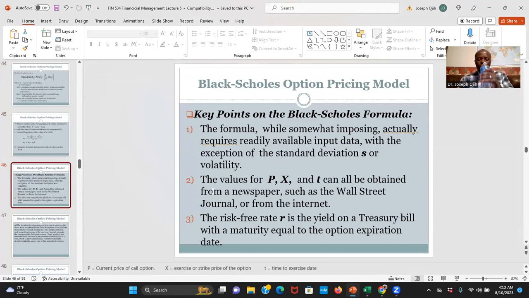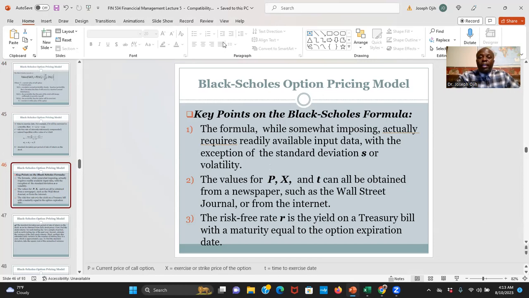Before we proceed, there are a few things we need to know about the Black-Scholes model. The first thing is that the formula, though complicated, actually requires readily available input data, with the exception of the standard deviation. That means the data you put there is already available for you. For example, the values for P, which is the stock price, X, the strike price, and T can be obtained from any newspaper that has a business section, or from the Wall Street Journal, or from the internet.